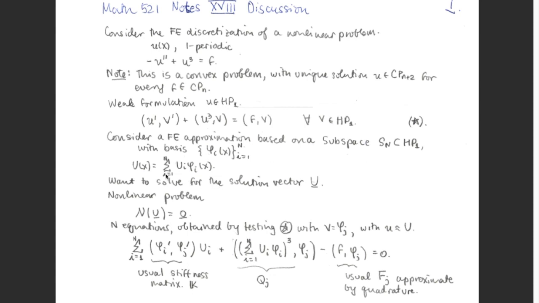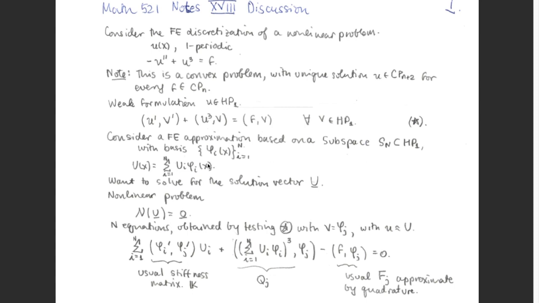And then we're going to look for a solution in that subspace, and we can write it out as coefficients times a basis. Remember, these coefficients don't always have to be function values of the approximating function, but for many of the cases that we looked at, they are. And we want to solve for the solution vector u. And how do we get it?